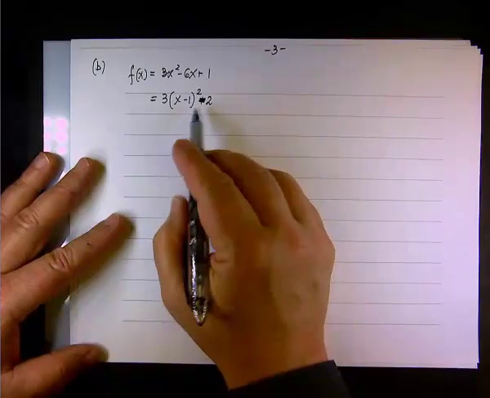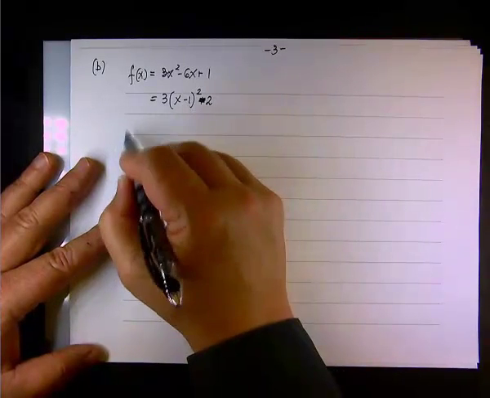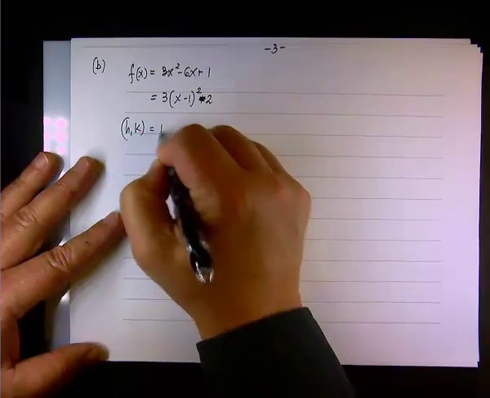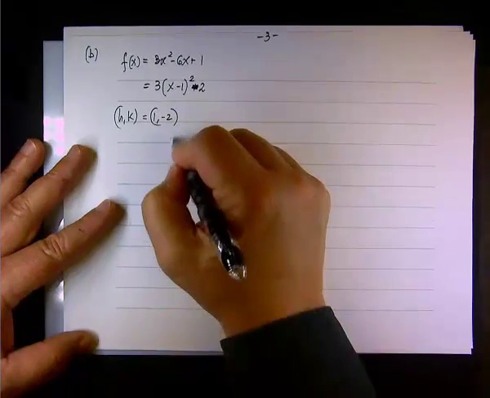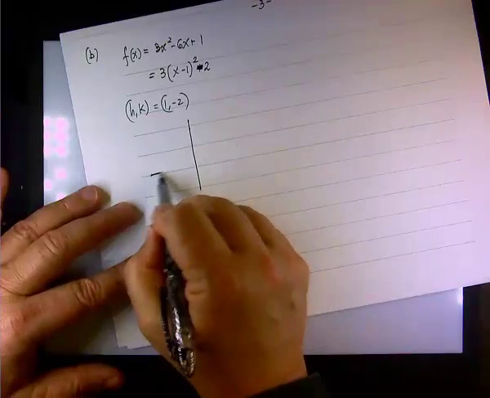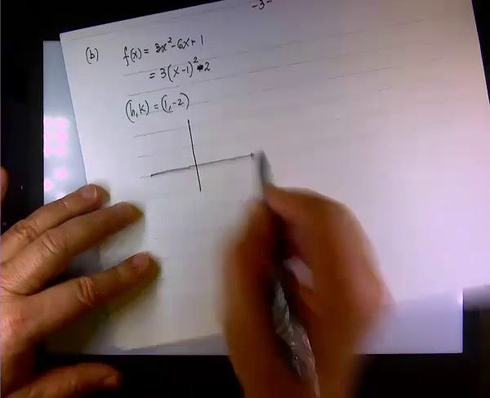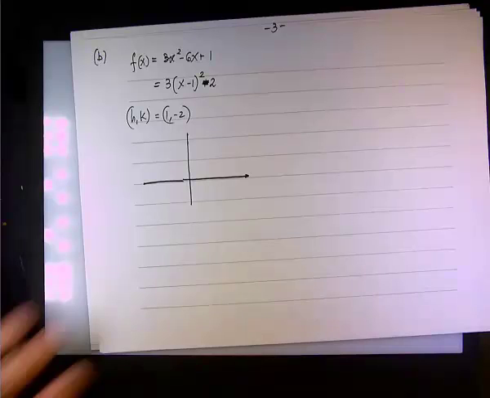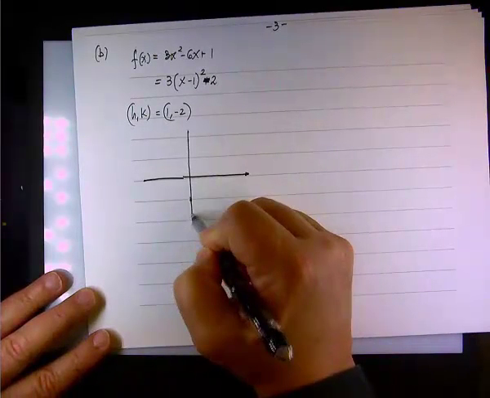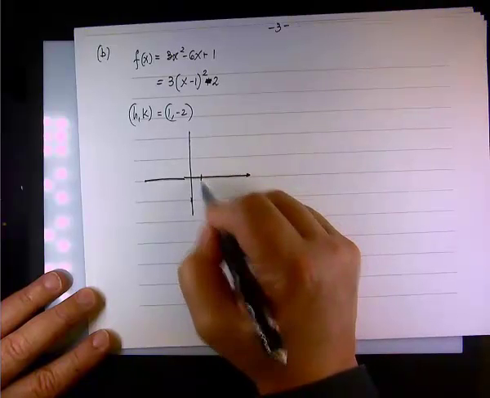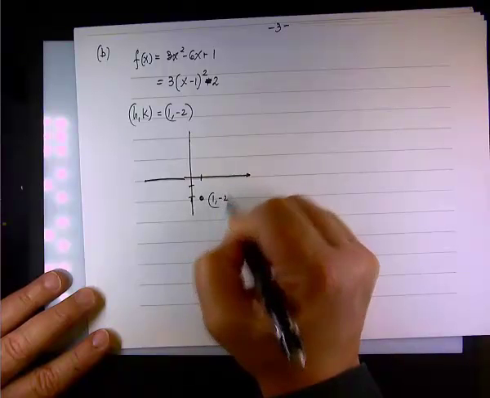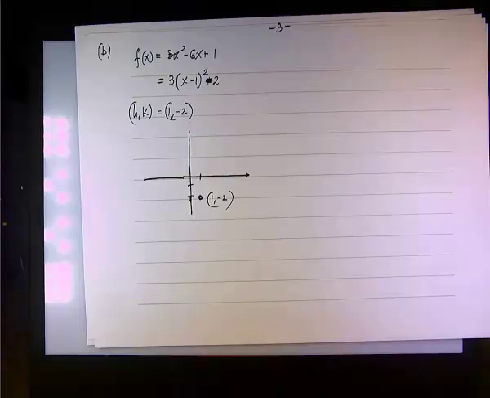So, when we sketch this graph, we're going to start with the vertex. We know that the vertex is 1. So let's write h, k equals 1 and negative 2. And the coefficient of the leading term is positive 3. So we know that the parabola is going to be facing up, but it's going to be vertically stretched. So it will be long and narrow. Okay? So we do have the vertex, which is right here at 1 and negative 2. We know that it opens up.